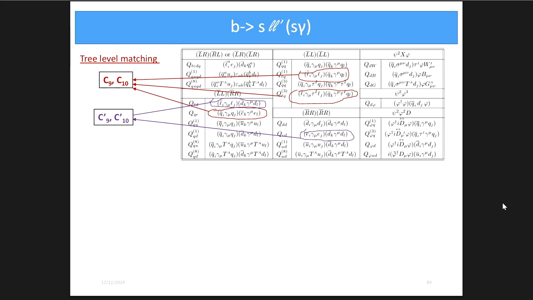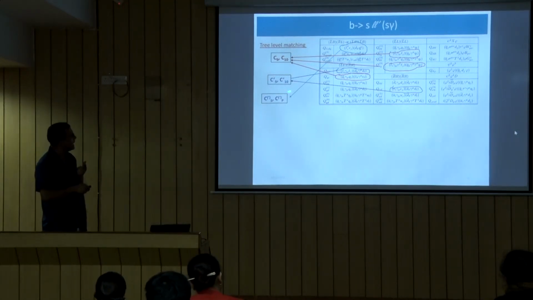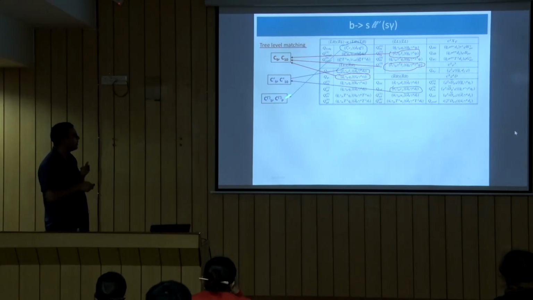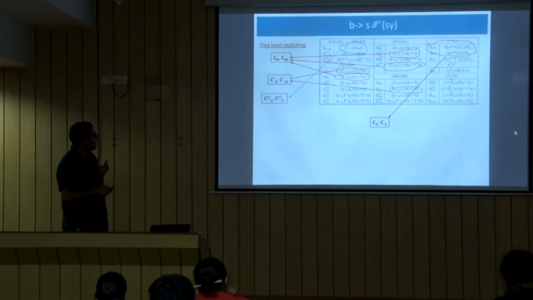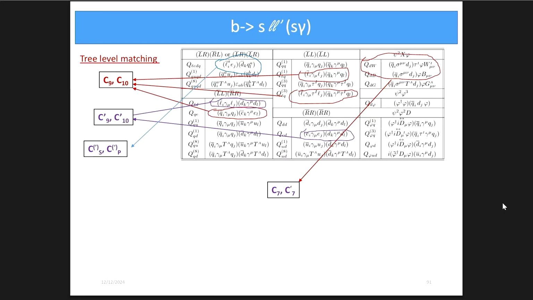Okay. And then you look at this operator. This also has a tree level contribution to B2SLL, and you can have CS, CP, or CS prime or CP prime. All of these it can contribute to. Then you have another set of operators which will contribute to B2S gamma in particular, that is, to C7 and C7 prime. You see, this will be via W corrected diagrams, so it will be via a loop in general.